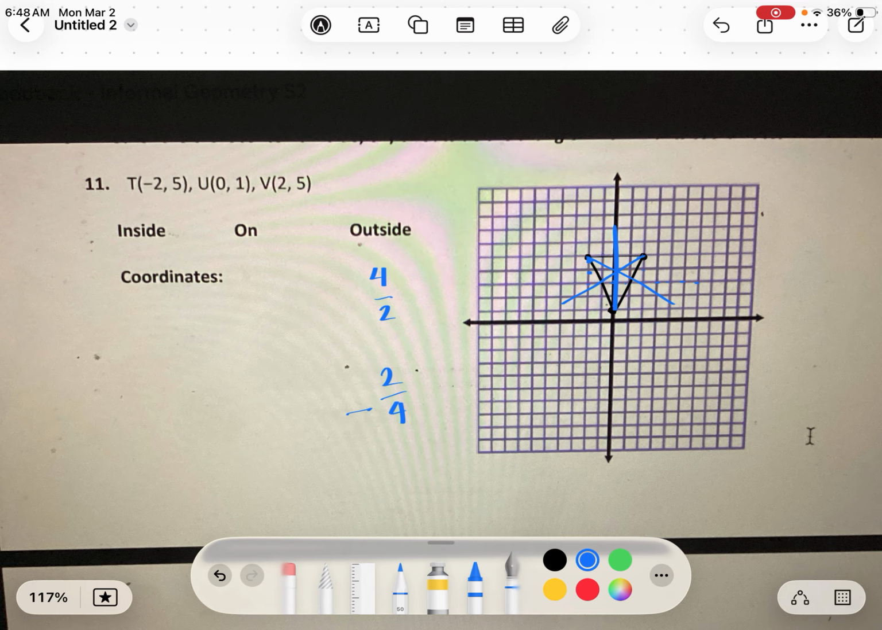So where they hit right here in the middle, was that inside the triangle, on it, or outside of it? It was inside of it. And the coordinates of it look like it's at 0, 1, 2, 3, 4.